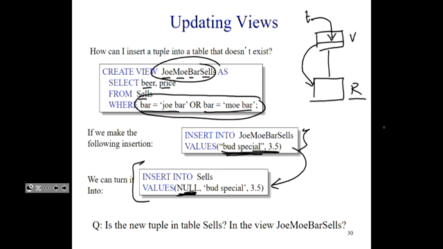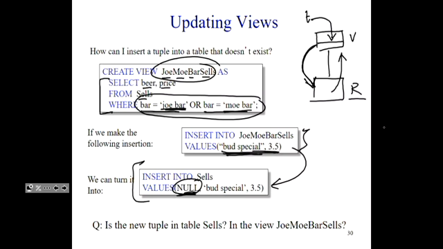But is it in the view Joe Mo bar cells? No. Right, so the issue is that even though you've taken this tuple and pushed it all the way back into R, when I try to apply this query and recreate the view, when I try to select the tuples that should belong to V, that tuple will not qualify anymore because it has null as opposed to either Joe bar or Mo bar. Only if it is Joe bar or Mo bar would that tuple qualify to be part of the view.